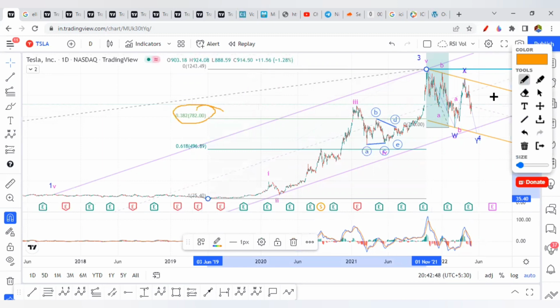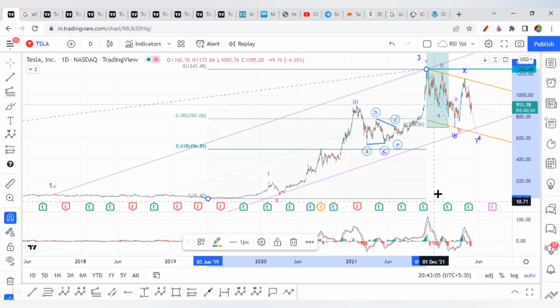So this will be a complex correction. When there is a complex correction, it will go towards this. If it is a simple correction or a zigzag correction, it will go towards this. That's one thing you need to remember. And yeah, what I'm believing is it will make a triangle similar to this and then go up. So that's what I think of Tesla's next move.